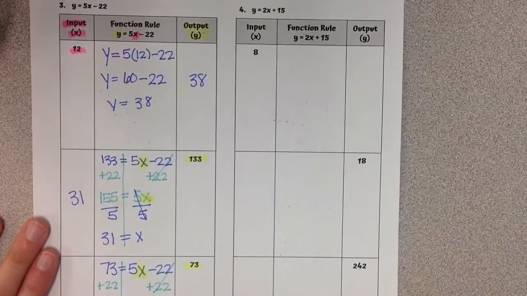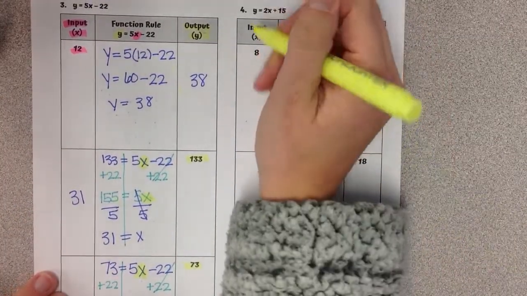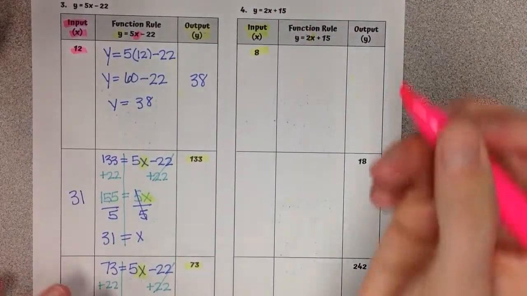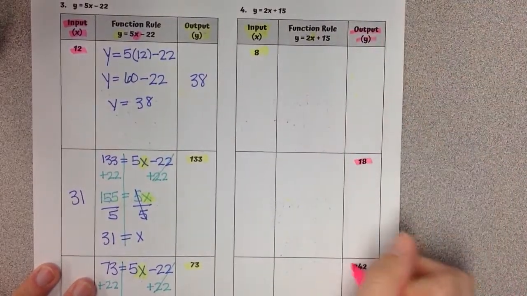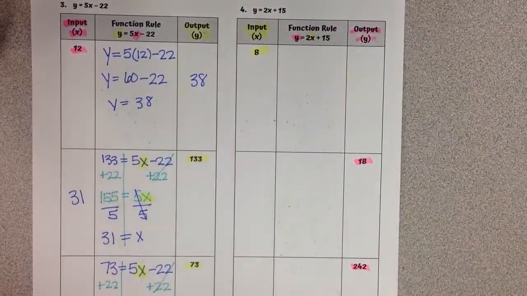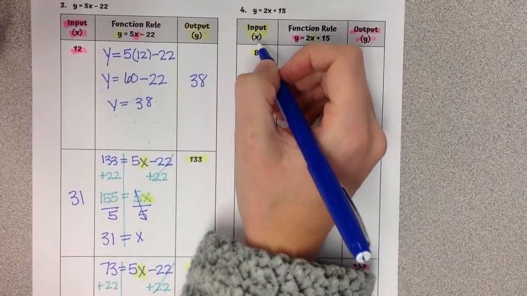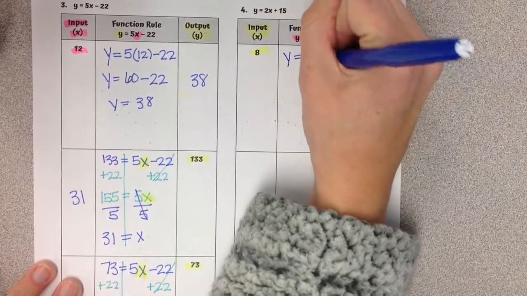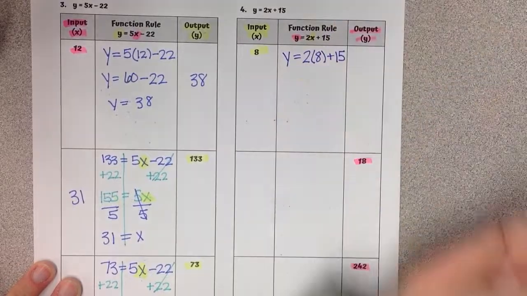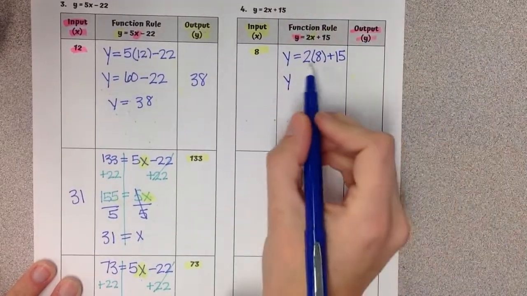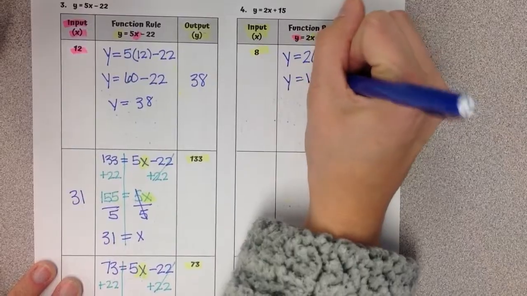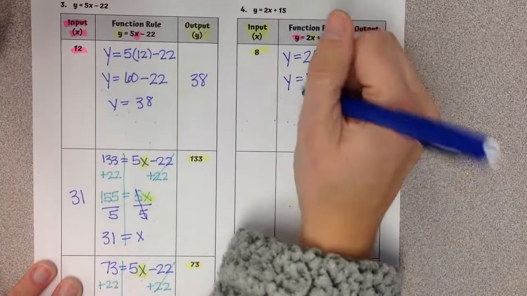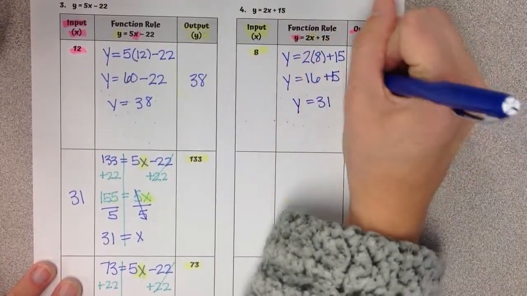Let's do one more set. So I'm going to highlight the variables. So our x is in yellow here. Our outputs, the y's, are in pink to show where they plug in the function. Plug in. So here we're given our input of 8. We're plugging in for x. So we don't know y. We know that x is 8. So 2 times 8 plus 15. And we're going to evaluate. 2 times 8 is 16. Bring down the plus 15. 16 plus 15 is 31.